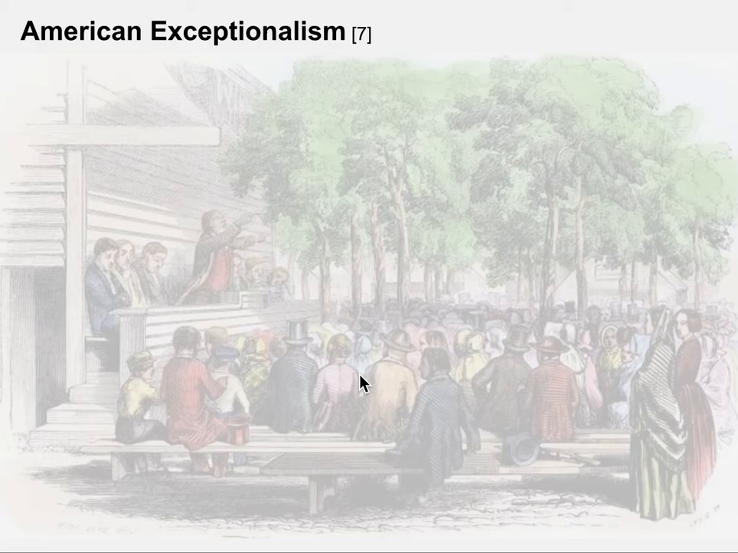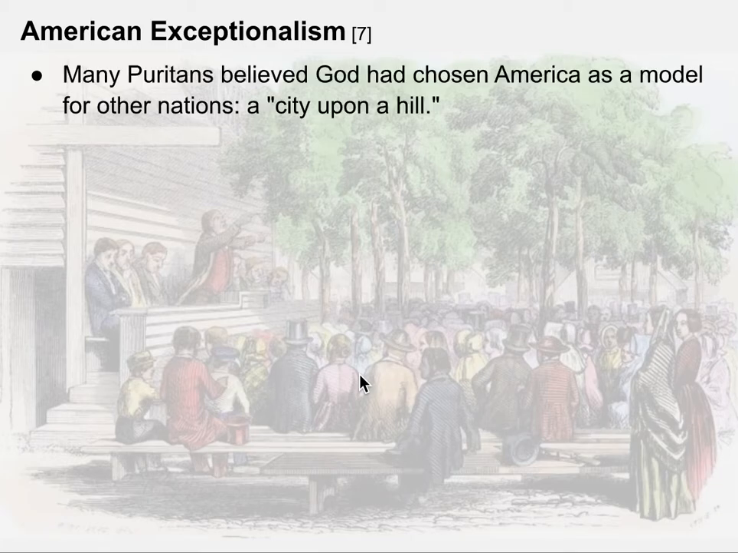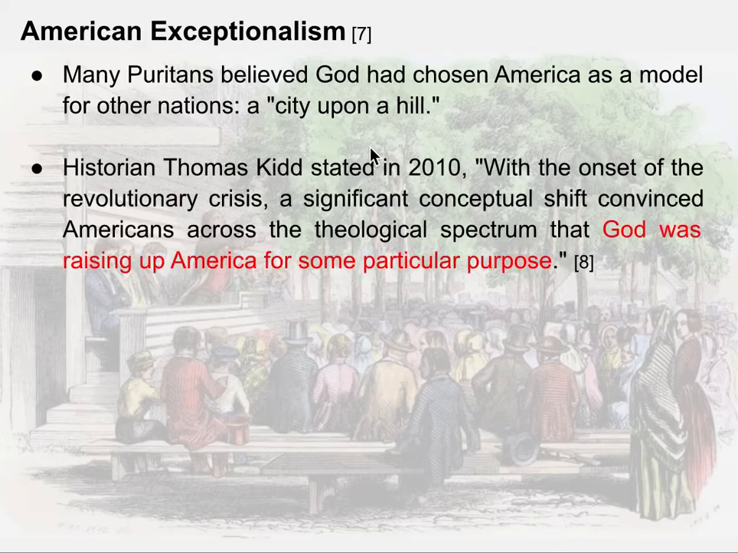So reason number 2, or cause number 2 of the Second Great Awakening, was American exceptionalism. So many Puritans believed that God had chosen America as a model for other nations, a city upon the hill. So America was the model. They came here to set up the ideal place. Historian Thomas Kidd stated in 2010, with the onset of the Revolutionary Crisis, the Revolutionary War, a significant conceptual shift convinced Americans across the theological spectrum that God was raising up America for some particular purpose. So here's an historian talking about American exceptionalism.